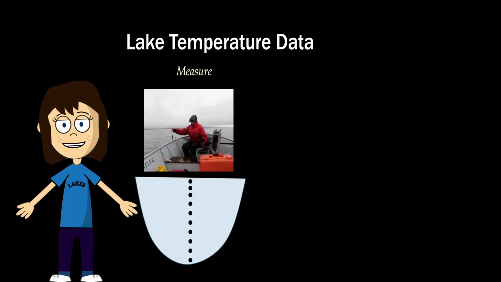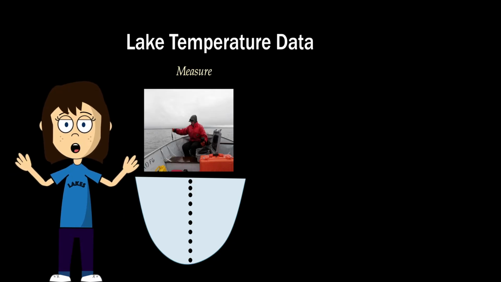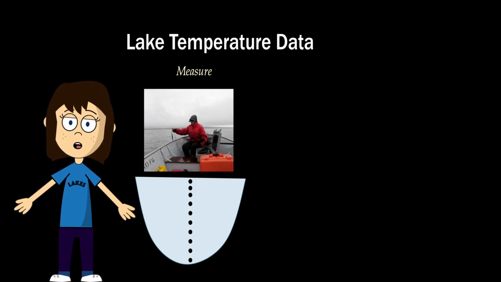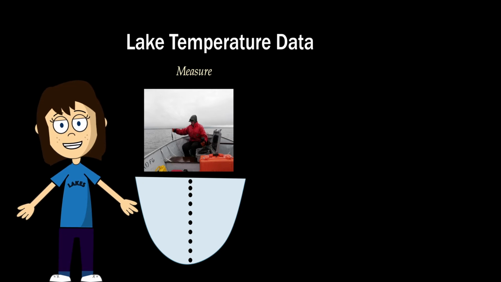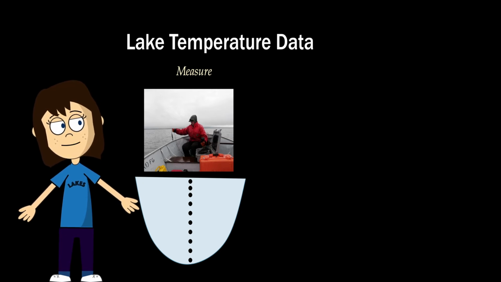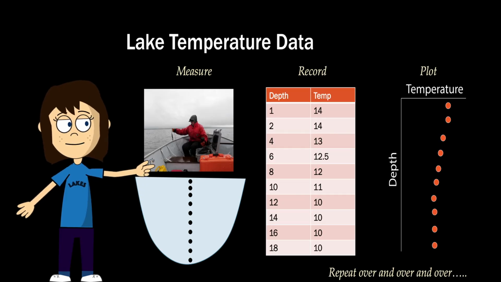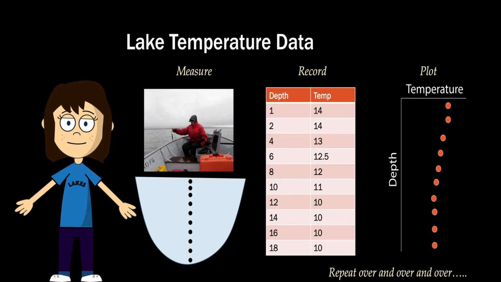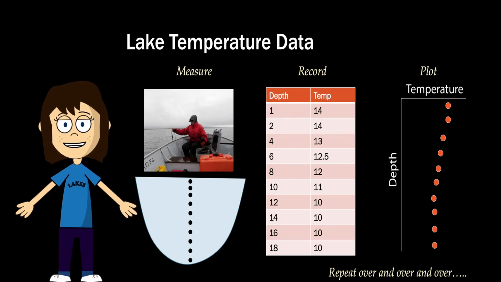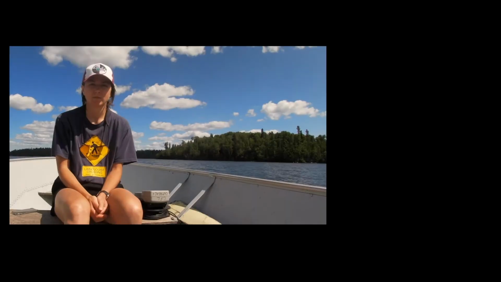So how do limnologists know when the lake is stratified? Well, we go out and measure water temperatures. Typically, we go out to the middle of the lake with a temperature sensor, which is just a sophisticated thermometer. And we measure the temperature at multiple depths and record these in a table. Then, when we get back to the lab, we plot up our familiar temperature depth profiles. Here's a video of how we collect temperature data.